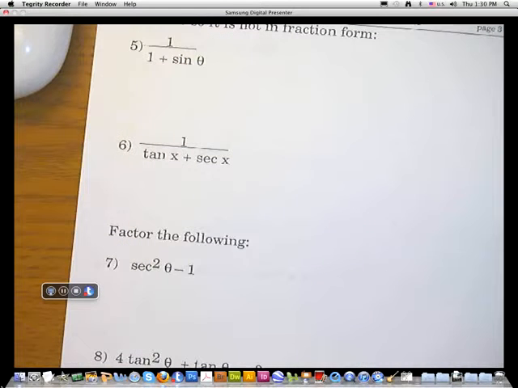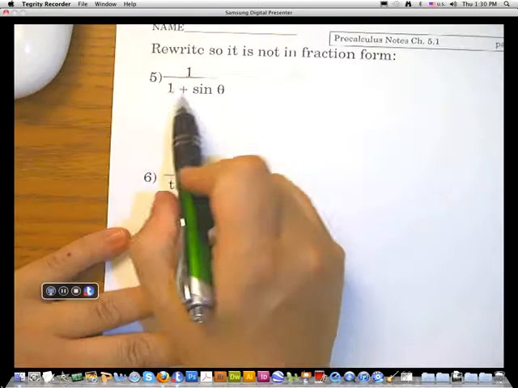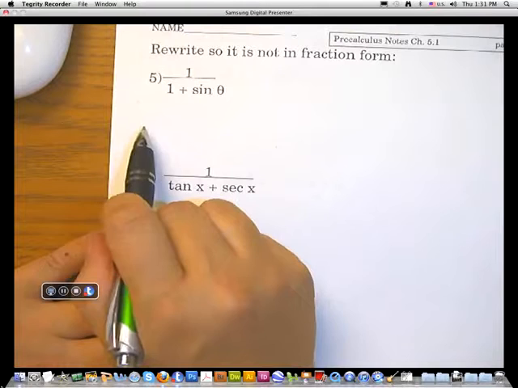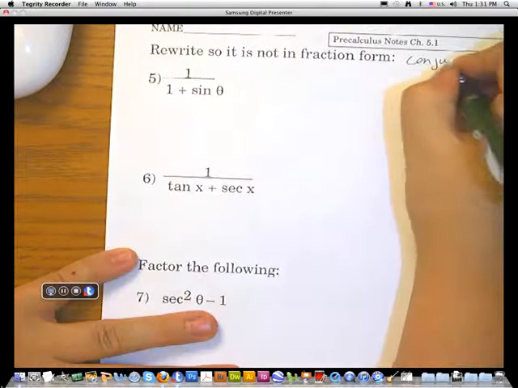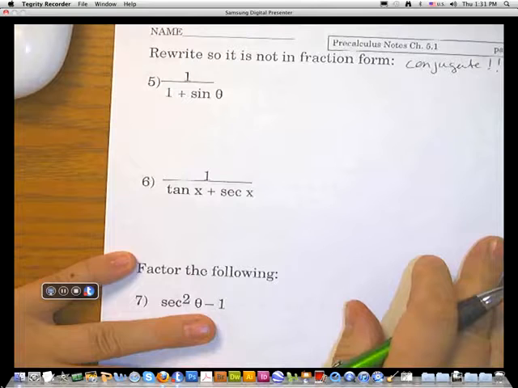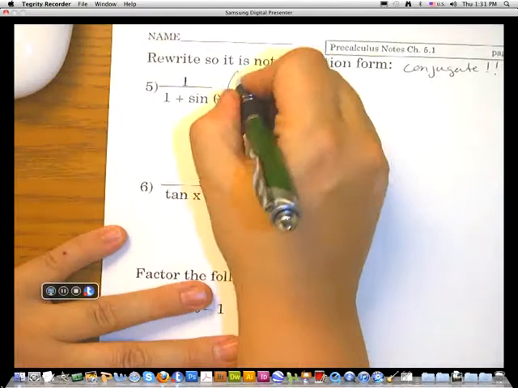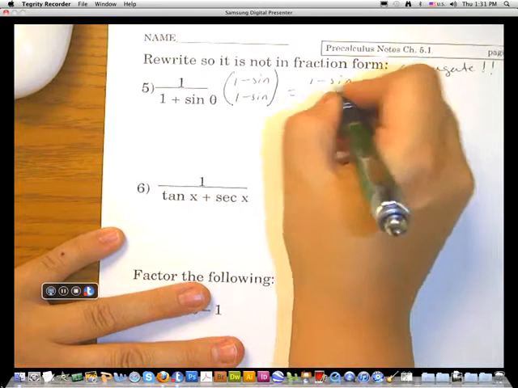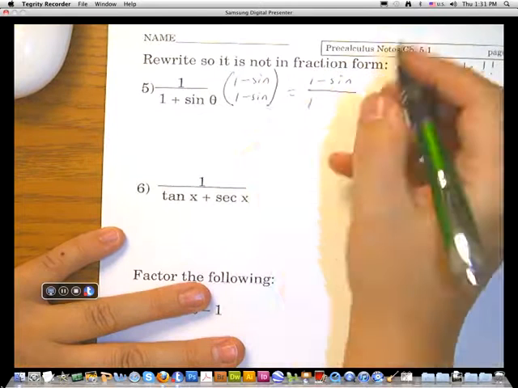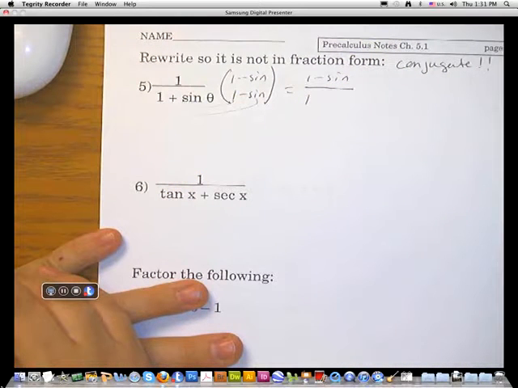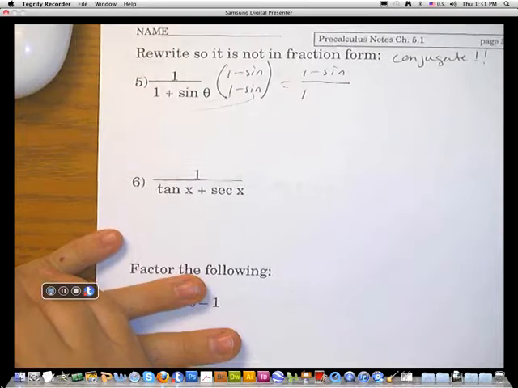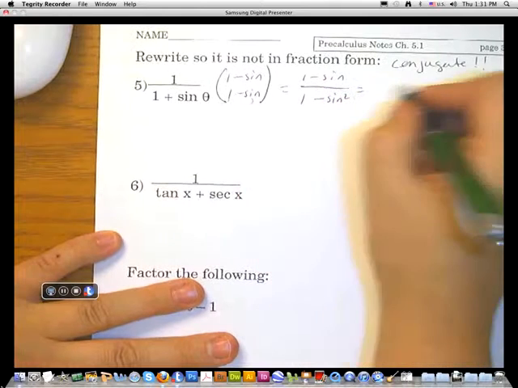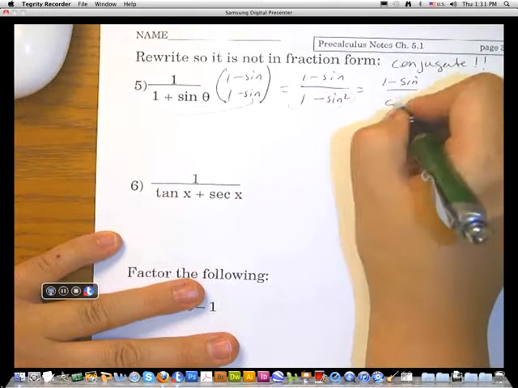Alright, we want to rewrite that so it's not in fraction form. In order to get rid of a plus or minus, it's much like our imaginaries and our radicals. We use the conjugate. So in this case that is 1 minus sine. So I get 1 minus sine on top. I get 1, and the whole purpose is that my inners and outers go away there. And now I have minus sine squared. This is one of my identities. 1 minus sine squared is cosine squared.